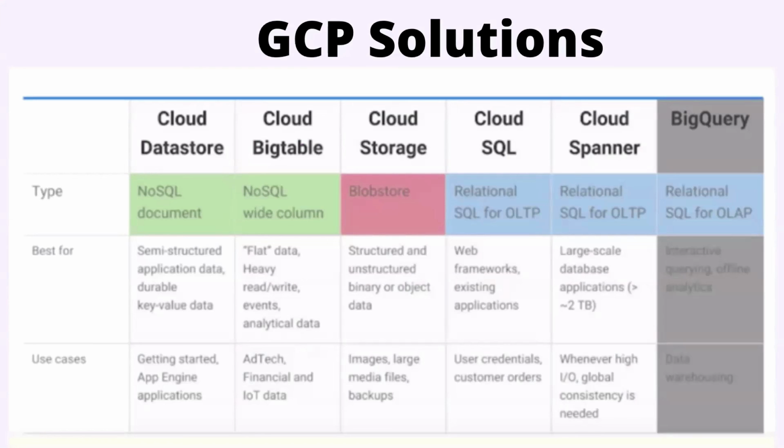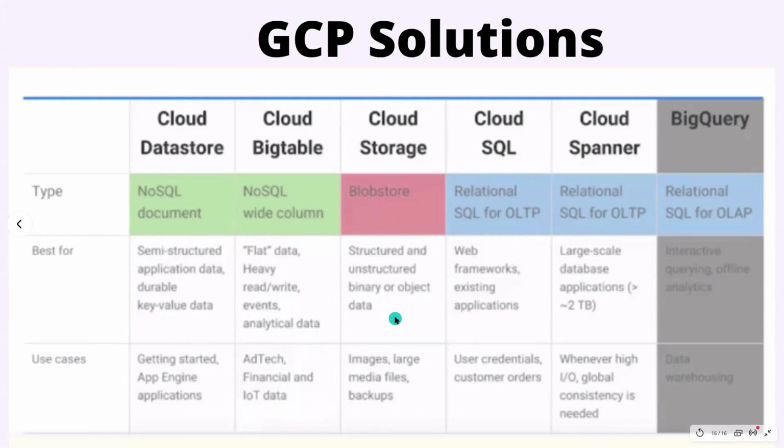And with GCP, Google Cloud Platform, they have all of these various solutions. Datastore is a NoSQL document store for semi-structured application data and durable key-value data. Then Google Bigtable is also NoSQL, wide column. It is mainly meant for heavy read-write events and analytical data, so it can be used for IoT data and things like that.